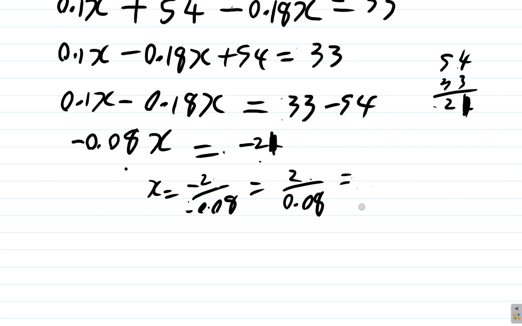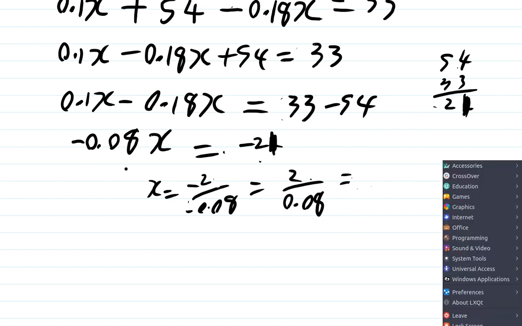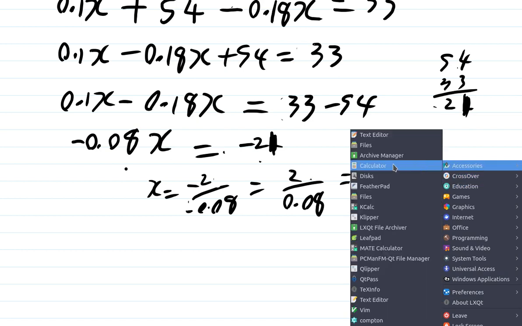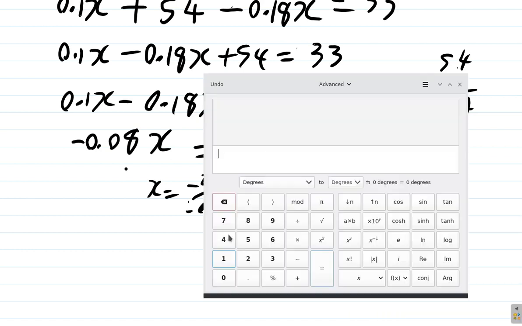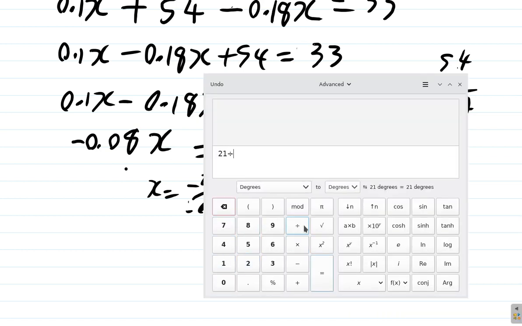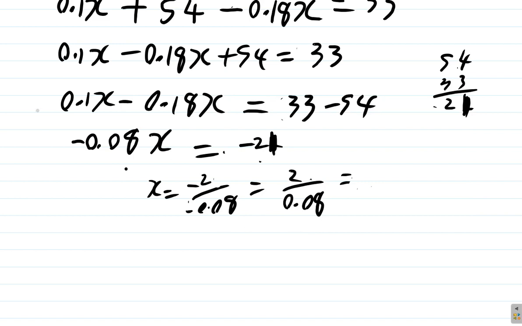So sometimes when you're working these questions you make mistakes. So it's 21 over 0.08. 21 over 0.08 equals 262.5. It should be. So 262.5 fluid ounces. Alright?